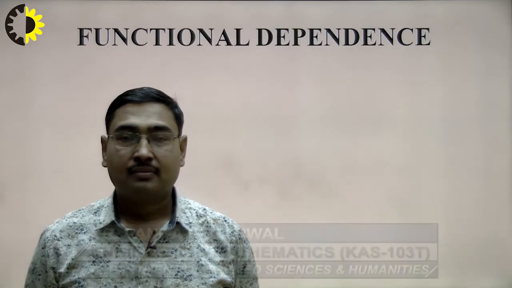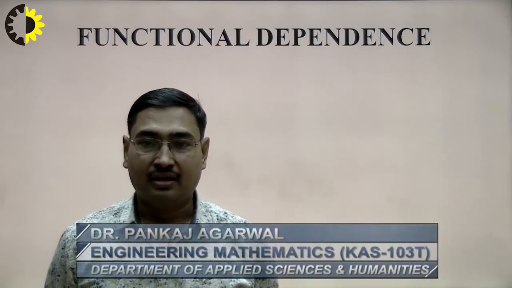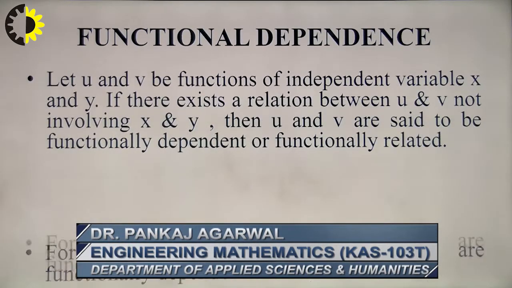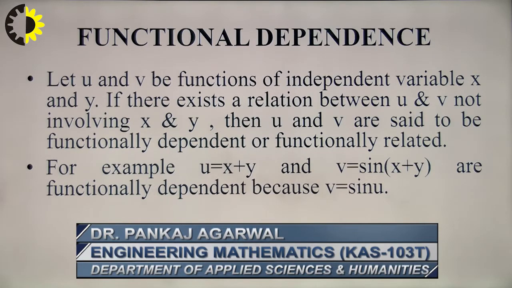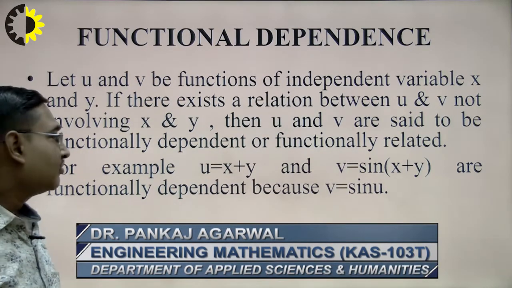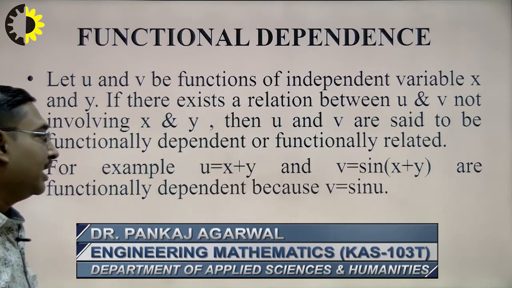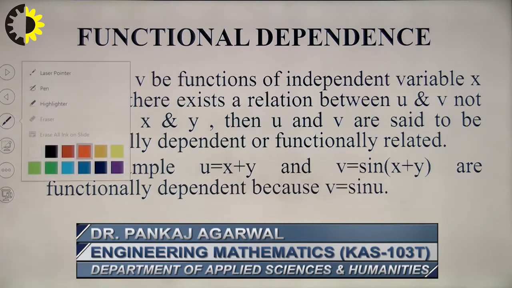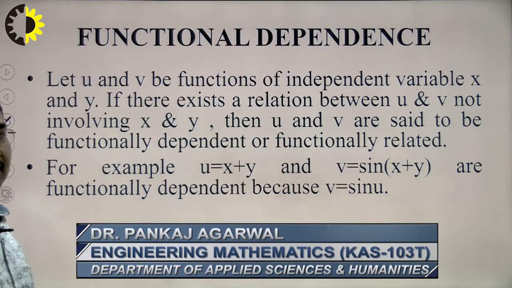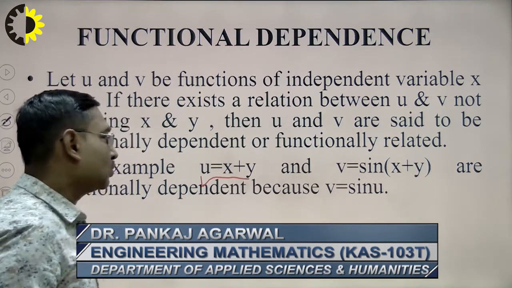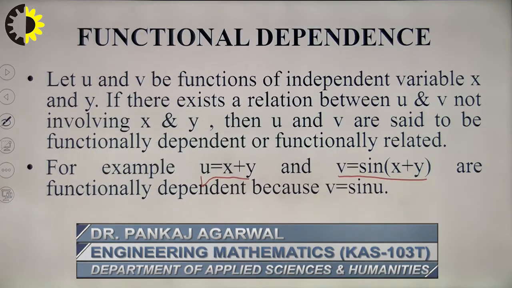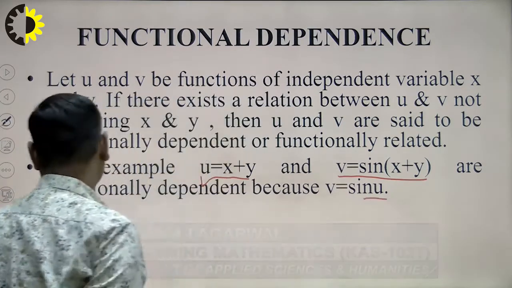Jai Hind friends. In the last video we started functional dependence. We have seen that if we have two functions, say u and v, which are functions of independent variables x and y, and we are able to find a relation among u and v not involving the independent variables, then the functions are said to be functionally dependent. We have seen that u equals x plus y and v equals sin(x plus y) are functionally dependent because v can be written as sin u.